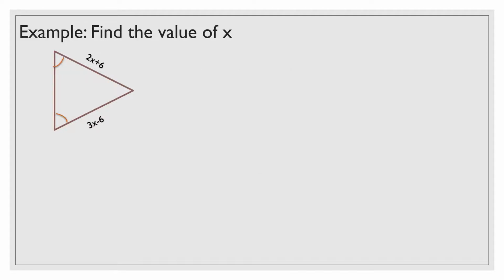For this time, we will use the converse of the isosceles triangle theorem to find the value of x. Based on the theorem, kapag ang dalawang angles na ito ay congruent, the sides opposite these angles are also congruent. Okay, kung yan ay congruent, magkakaroon tayo ng equation na 2x plus 6 is equal to 3x minus 6.